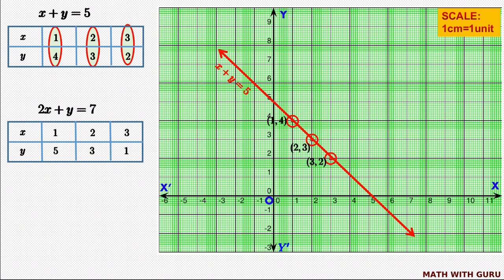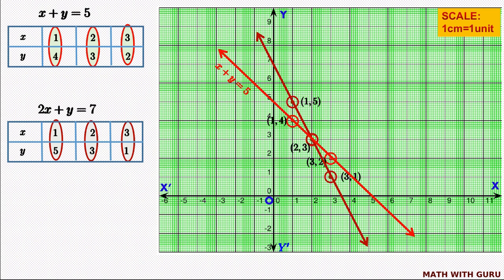Now let us draw the graph of the second equation, 2x plus y equals 7. Mark the point (1, 5). Here it is, (1, 5). Then (2, 3). We have already marked this point. Then (3, 1). We see that points (1, 5), (2, 3) and (3, 1) are collinear. They are in a straight line. Draw a straight line passing through these 3 points.